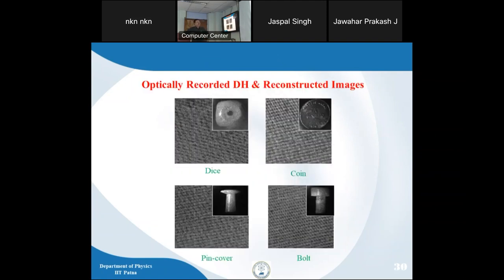So these are the holograms of a dice. Hologram of a coin, a digital hologram of a coin. This is the hologram of a pin cover, this is the gold. This object is the original object, not the reconstruction, and this is how the hologram has been recorded.